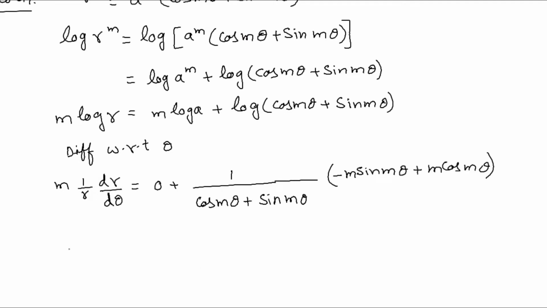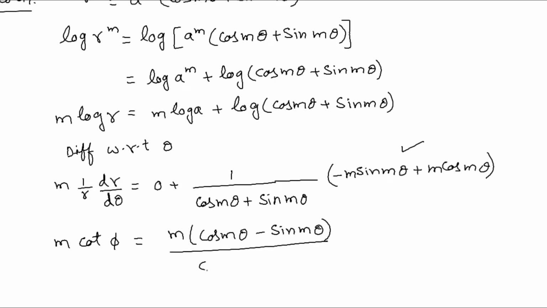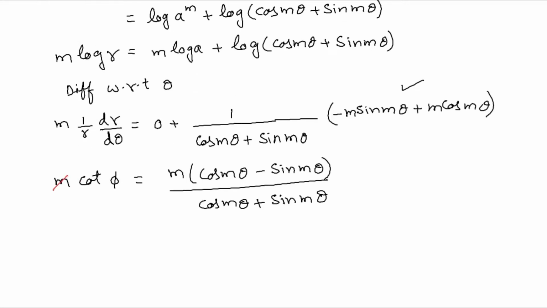Further, we can simplify this one. m as it is, 1 by r dr by d theta is nothing but cot phi, that is equal to, so here you can see that m is common, so I'll take m common outside, and first write down the positive value cos m theta, then the negative value minus sin m theta, whole divided by cos m theta plus sin m theta. Cancel out this value of m.